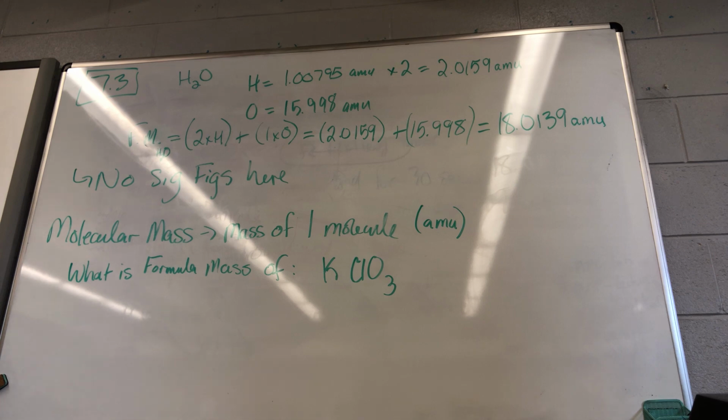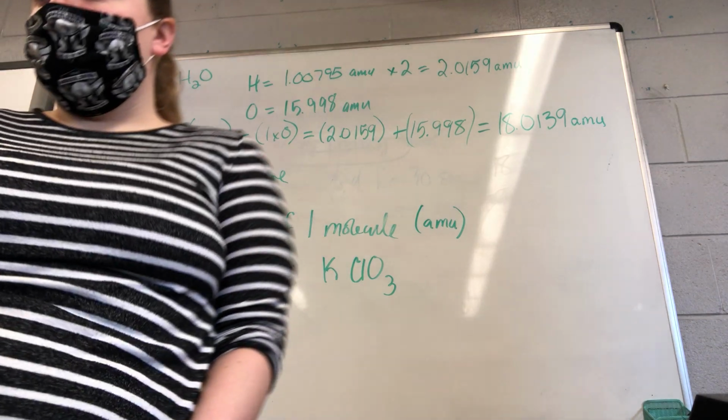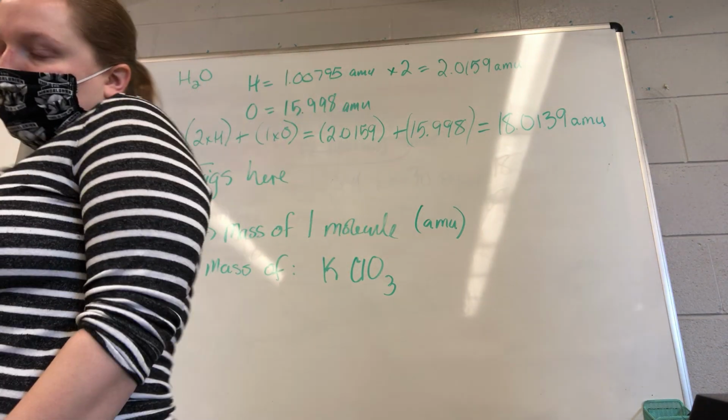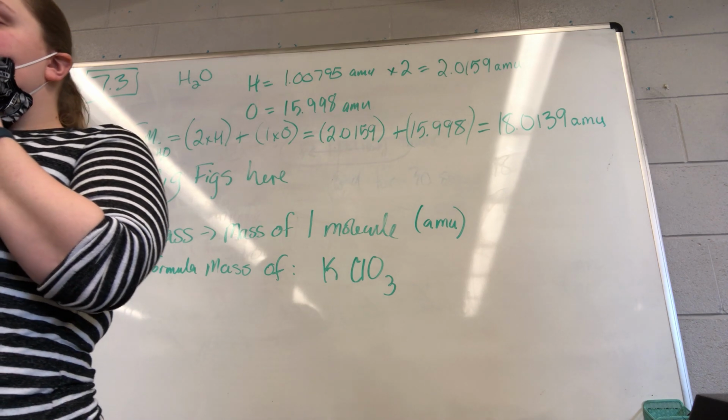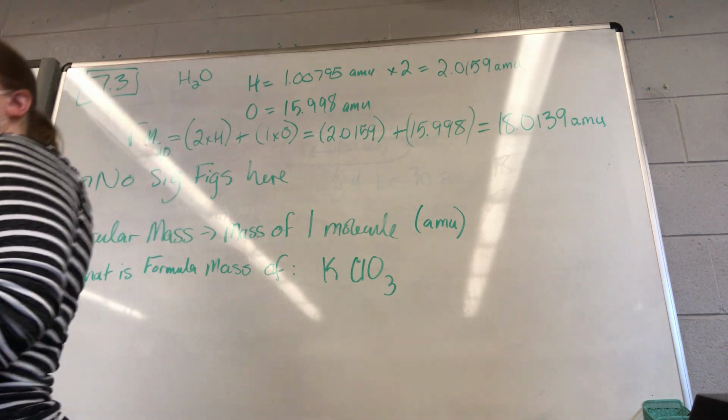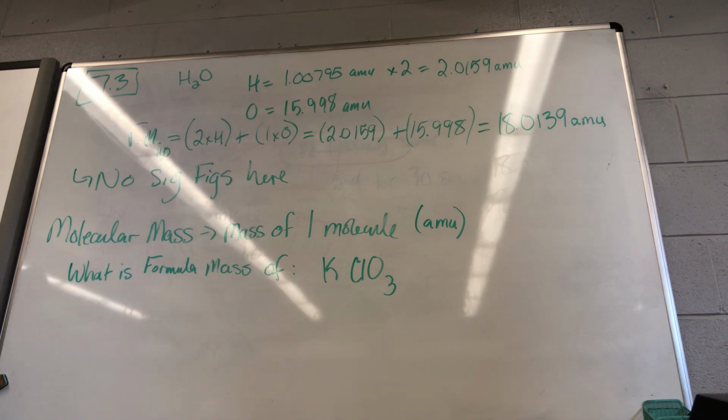I want you to do this one first. What's the name of this item? Potassium chlorate. Nice. Thank you for recognizing that that is a polyatomic ion. Remember that your unit should be AMU.